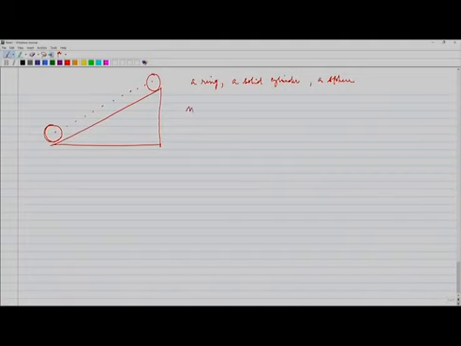Therefore, mgh is equal to the expression for kinetic energy, m v squared by 2, where v is the velocity of the center of mass, of course, times 1 plus k squared by r squared. We have just derived it, right? Now we will have a small table.